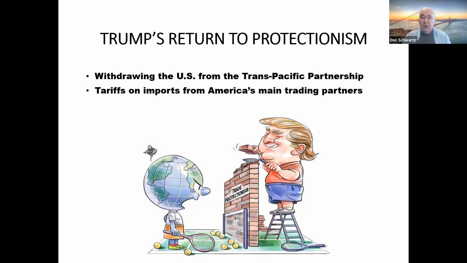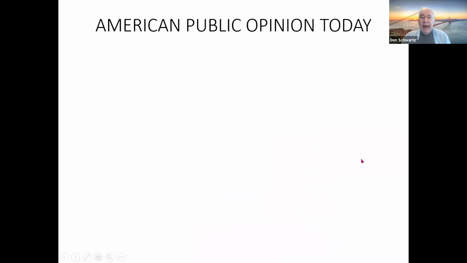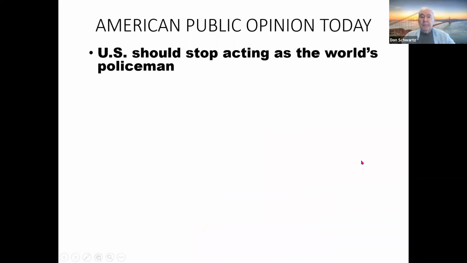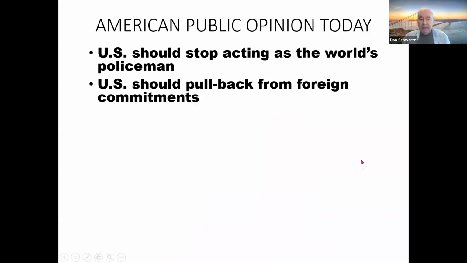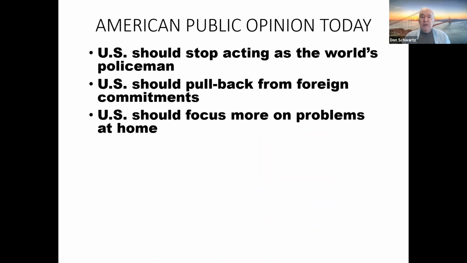Also, Biden has criticized Putin and Russia's misbehavior, and Biden has tried to repair and rebuild relations with our Democratic allies. Nevertheless, a sizable portion of the electorate believes that the US should stop acting as the world's policeman, that the United States should pull back from foreign commitments, and that the United States should focus more attention at home, addressing problems of infrastructure, protecting jobs, and controlling immigration.